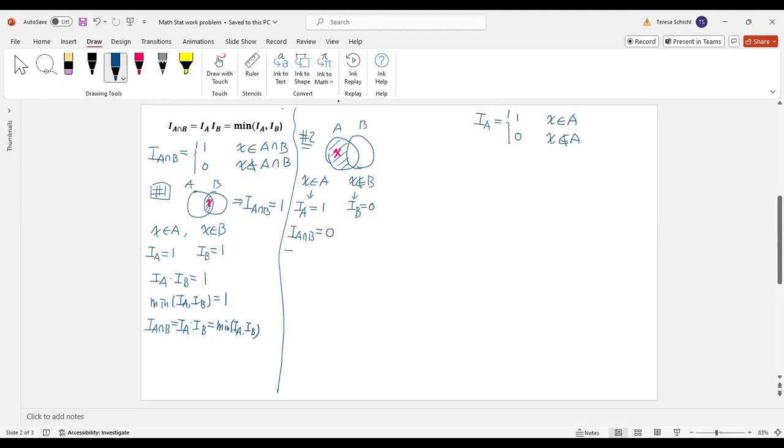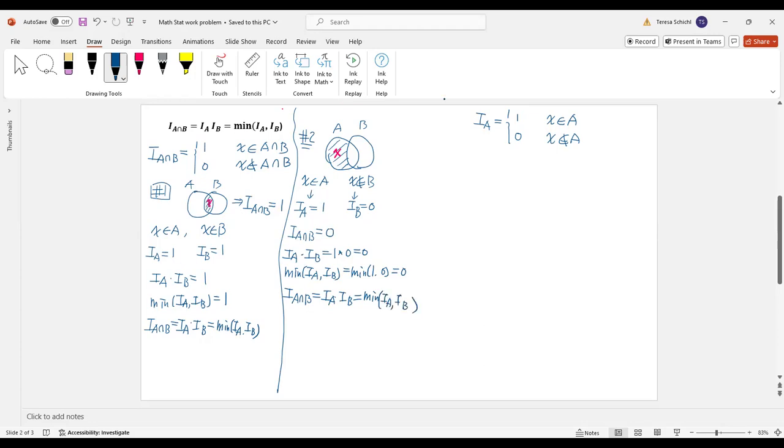Now IA times IB will be 1 times 0, so it's 0. And the minimum of IA and IB is the minimum of 1 and 0, which is 0. So in situation number 2, I also proved that the indicator of A intersect B is equal to IA times IB, and also equal to the minimum of IA and IB.